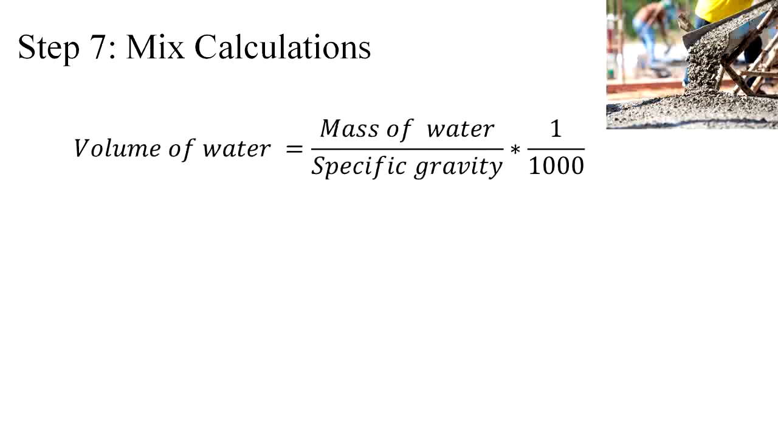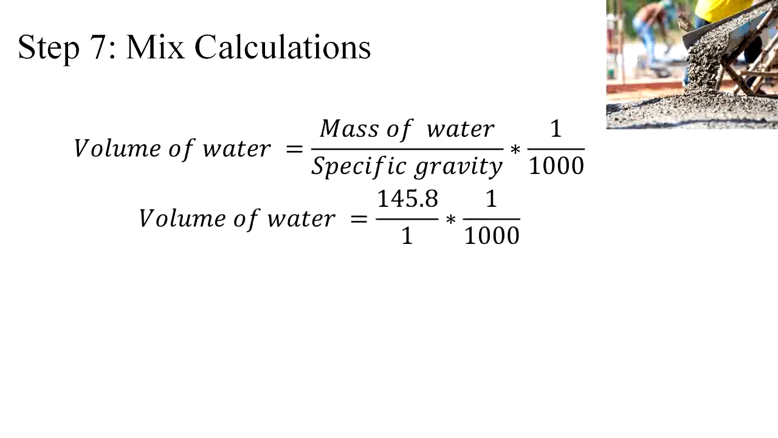Next, we move on to the volume of water. We all know the mass of water was determined in the previous steps. The specific gravity of water is taken as 1. By substituting the values, we get the volume of water as 0.146 meter cube.